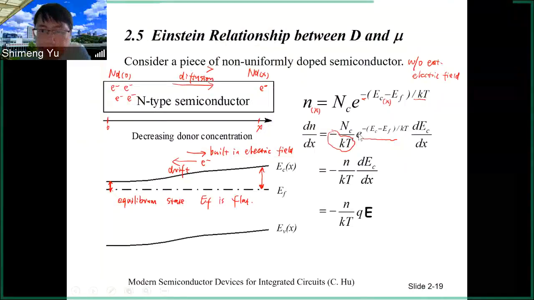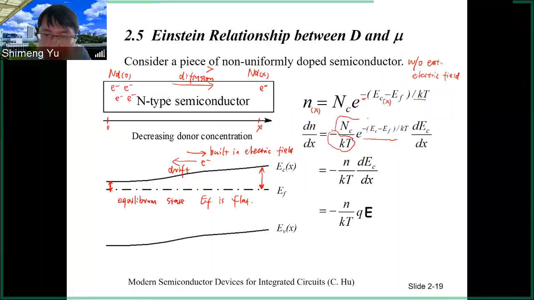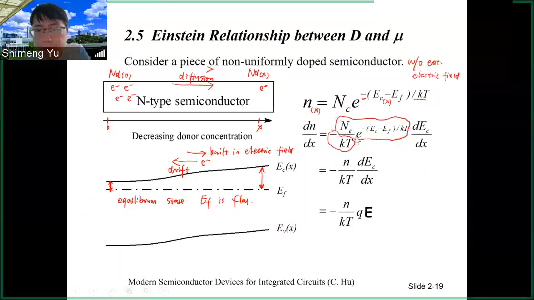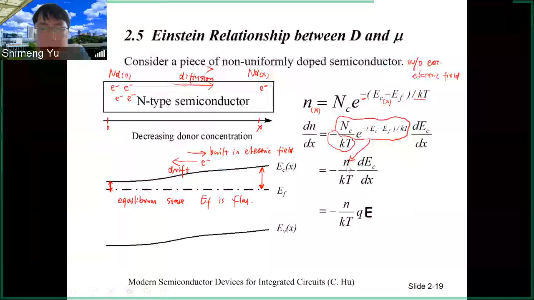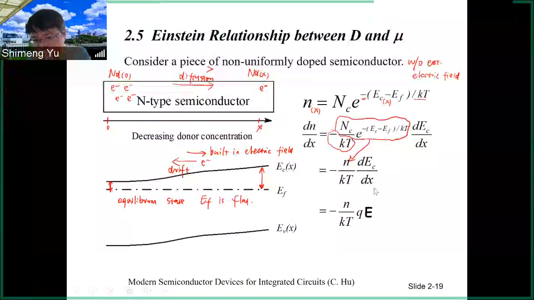And then you can notice that what you have here is the same as before. It's n actually. This one is actually the n. So you can replace the whole term here in this box with n. It's the same as before. So then you have this, n over kT, then dEc over dx.